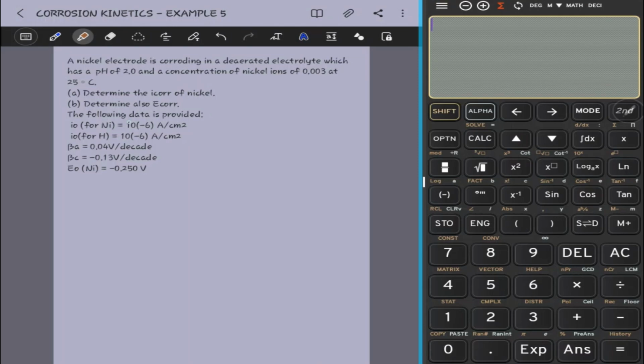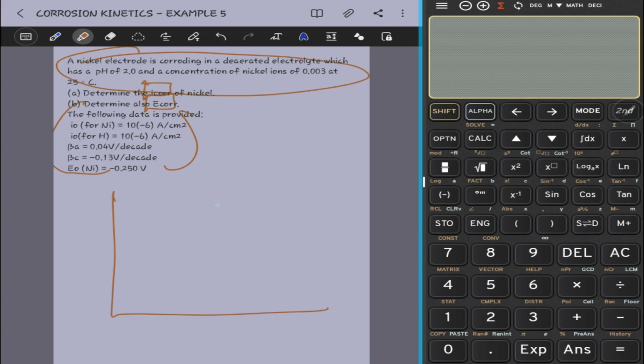So in this example here, they want us to find the I corr, and then the E corr, given all these parameters, and some in the parameter as well. But before that, let's look at something. We said that when we do the Tafel extrapolation, something like this, we have the anodic branch and the cathodic branch, and then here's log current density, and here we have overpotential.